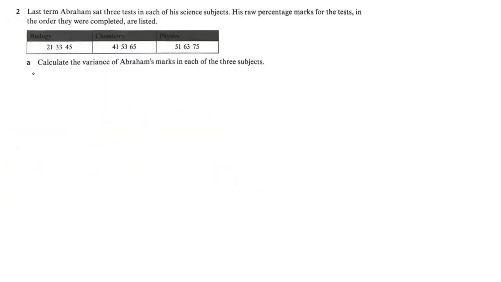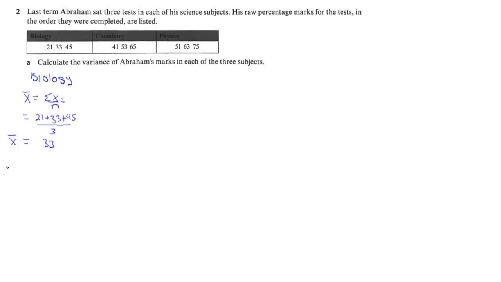On problem number 2, they give us these 3 sets of data, one for biology, one for chemistry, one for physics. They want us to find the variance. Well, first we're going to need to find the mean, and that's just going to be 21 plus 33 plus 45, all divided by 3. So that should be simple enough. Actually, these are such a small number of numbers, it doesn't even make sense to put these in the calculator using the statistics function. Anyway, the mean's going to be 33.